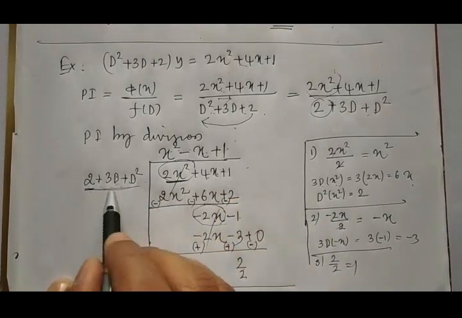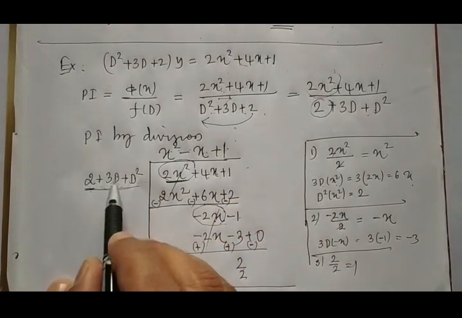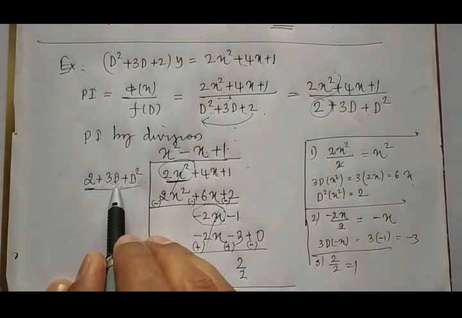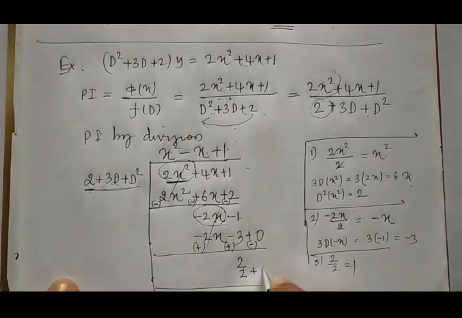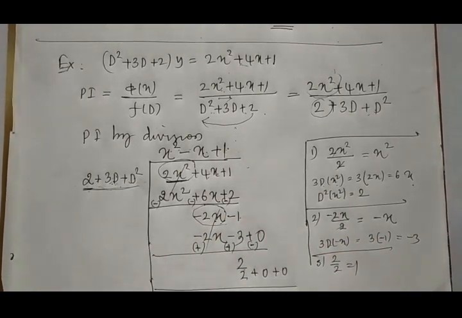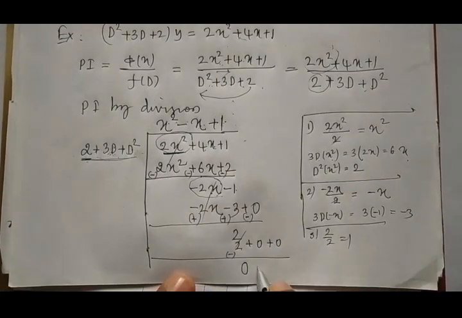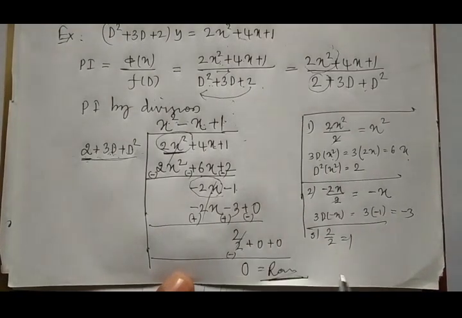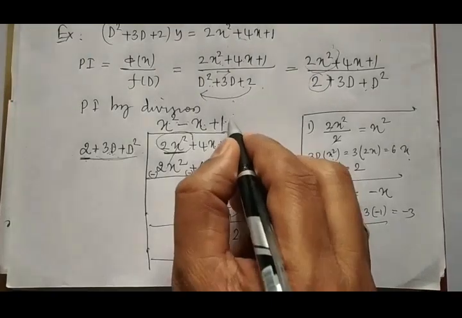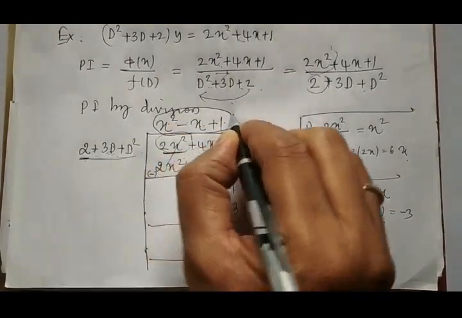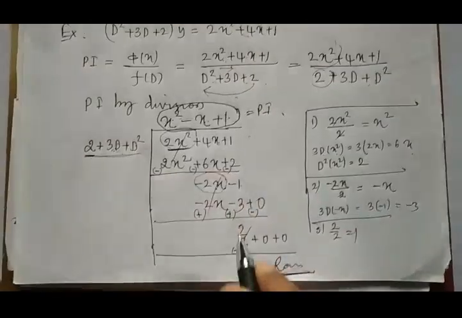Next 1 into 3d. 1 into 3d in the sense 3 into differentiation of 1 will be 0. Then double differentiation is again 0. Again you take a difference. Then it becomes minus. So it gets cancelled. Therefore this is equal to 0. And we know that this 0 is nothing but a remainder. So when we get a remainder 0, that time we have to take its quotient as particular integral.